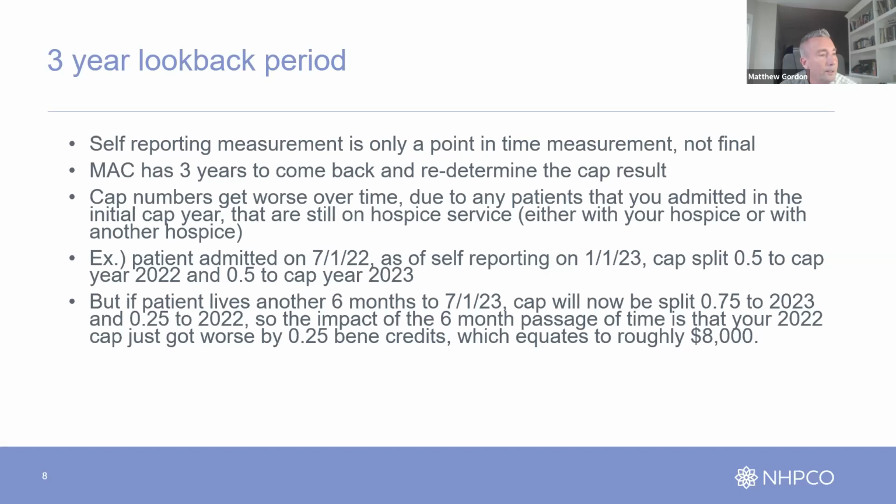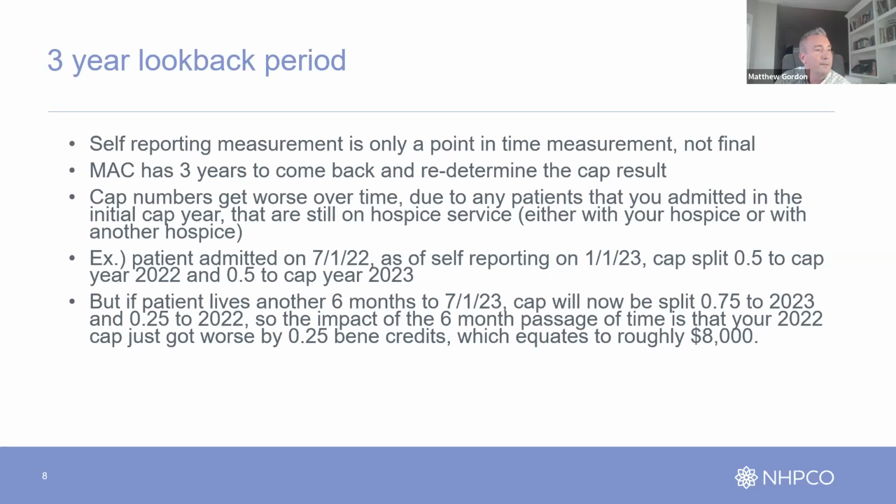You run the numbers. What the numbers are going to reflect is that patient's CAP credit is going to split half to 2022 and half to 2023, because you had about 90 days of them on service in 2022, which is July, August, September, and about 90 days in 23, which is October, November, December. All right, so it's going to give you 0.5 credits for 2022, which is roughly $15,000 of credit. All right, so that's your point in time estimate at the self-reporting.